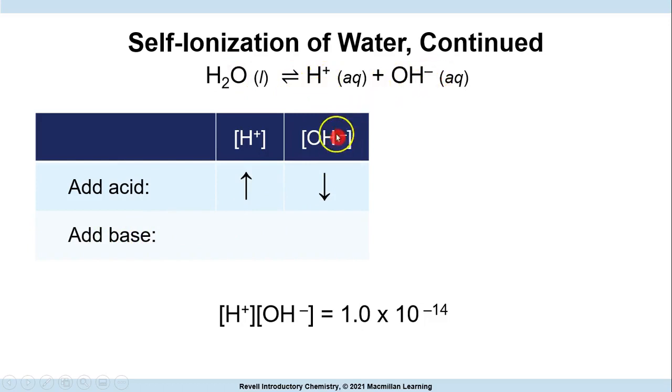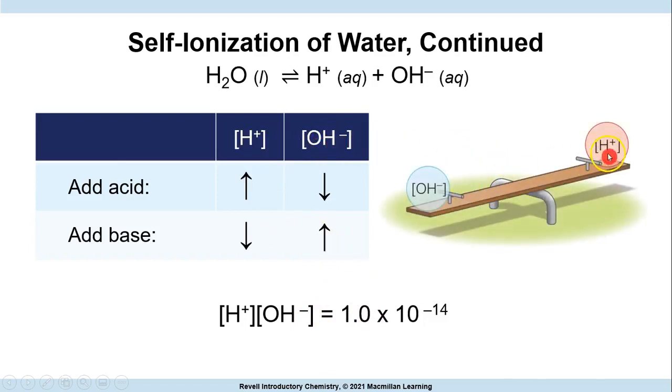So if we add a base, we are increasing the hydroxide ion concentration and decreasing the hydrogen ion concentration. And remember, the product of the hydrogen ion concentration and the hydroxide ion concentration must always be 1.0 times 10 to the minus 14. No matter what happens, if you increase one, the other decreases. They must always give you this product. That shows that the hydroxide ion and the hydrogen ion act like a seesaw. When one is increasing, the other is decreasing.